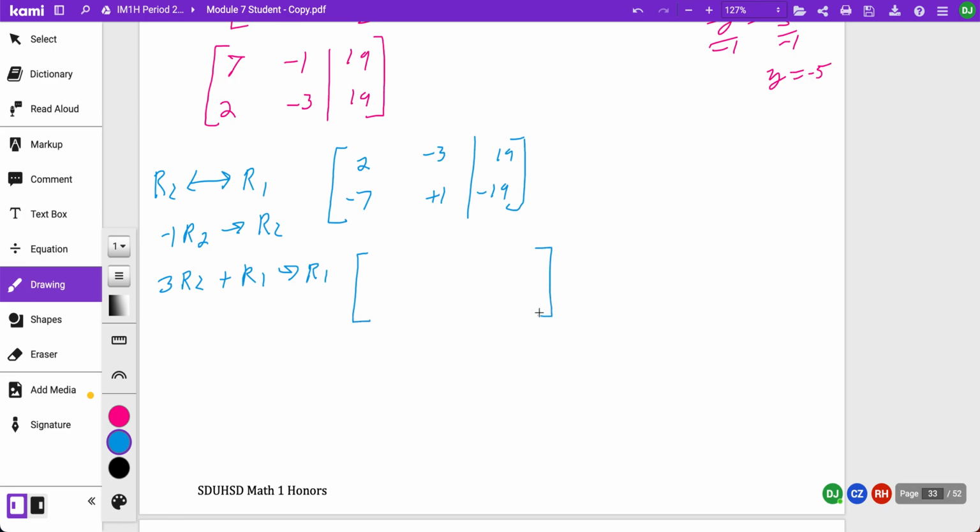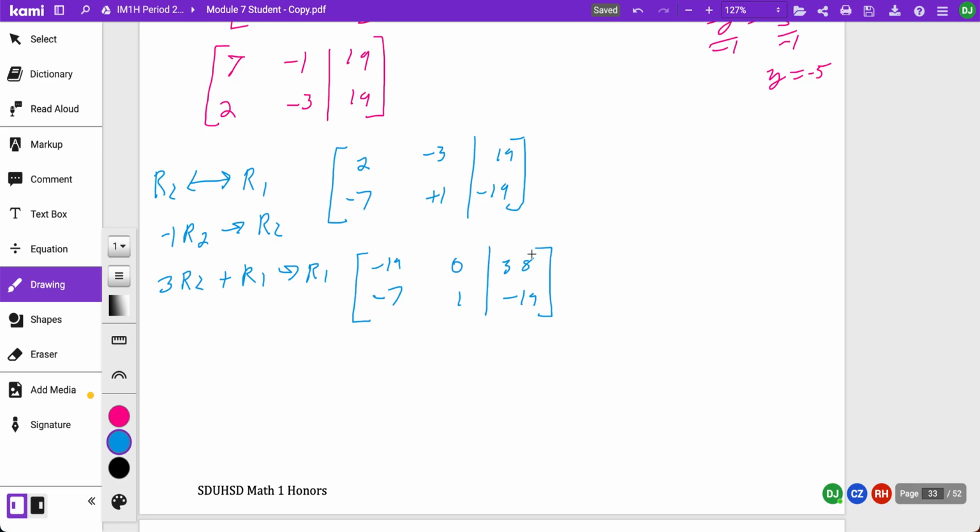So what this will look like now, my bottom row is going to stay the same. I always write it just so I get it all straightforward. 3 times -7 is -21 plus 2 is -19. And then we have 3 times 1 is 3 plus -3 is 0. 3 times -19 is that -57 we've been seeing for quite some time. Plus 19 is -38. There we go. And everything above it is simplified.